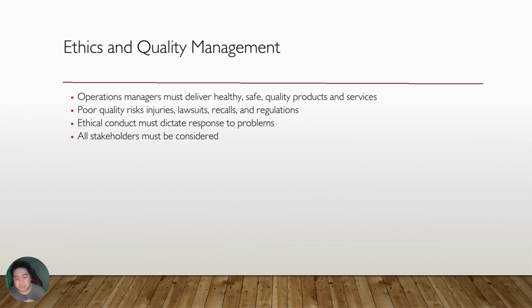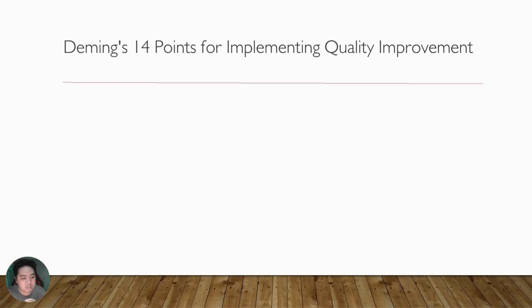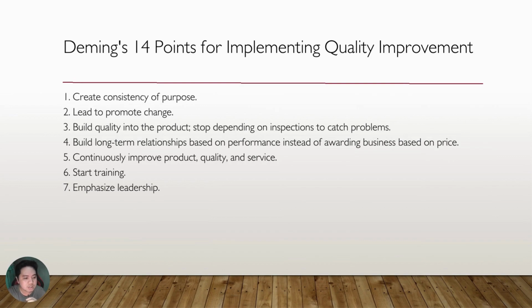We have mentioned TQM a while ago. So what's TQM? TQM encompasses the entire organization from supplier down to its customer. It stresses the commitment by management to have a continuing company-wide drive towards excellence in all aspects of the products and services that are important to the customer. It was mentioned by the reporter, who introduced Deming's 14 points of implementing quality improvement.